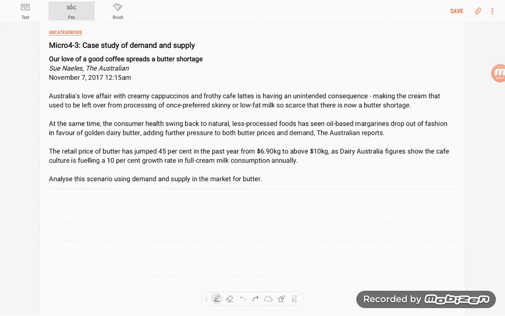Chapter 4 describes how the interaction between supply and demand can have a change in the equilibrium quantity and price. Let's look at a case study of when demand and supply both change.